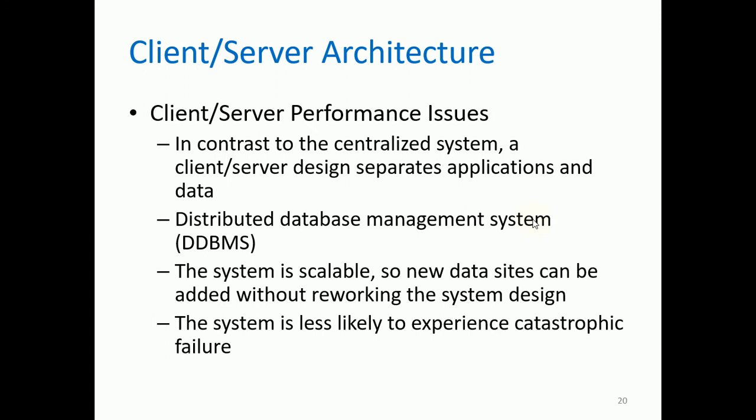Okay, next we have the client-server performance issue. In contrast to the centralized system, a client-server design separates applications and data. So that's the tier design, the two-tier. It separates the application, or the processing of data, and, of course, the data. And then we also have the distributed database management system or DDBMS. With regards to that, if one of them is down, there is another backup with which you can restore the operations of the system.